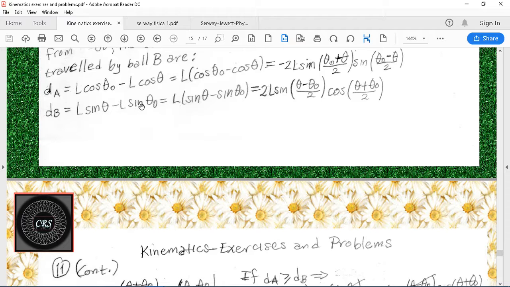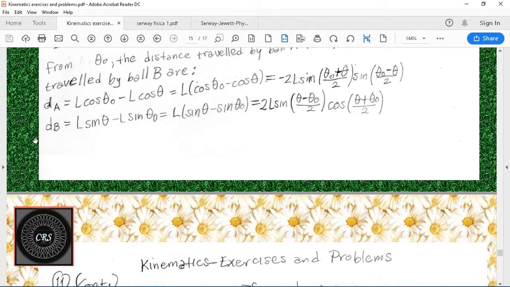The distance traveled by ball B will be dB equals L sine theta minus L sine theta 0, which equals L times sine theta minus sine theta 0, which equals 2L sine of (theta minus theta 0)/2 times cosine of (theta plus theta 0)/2.